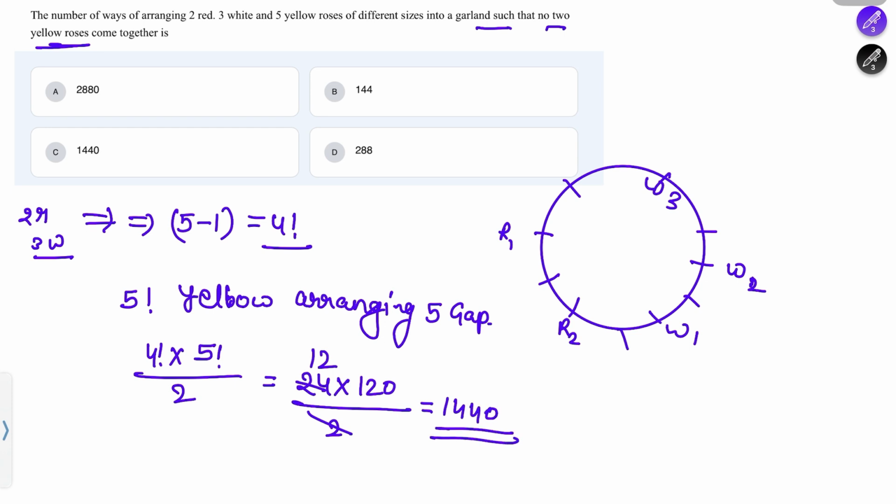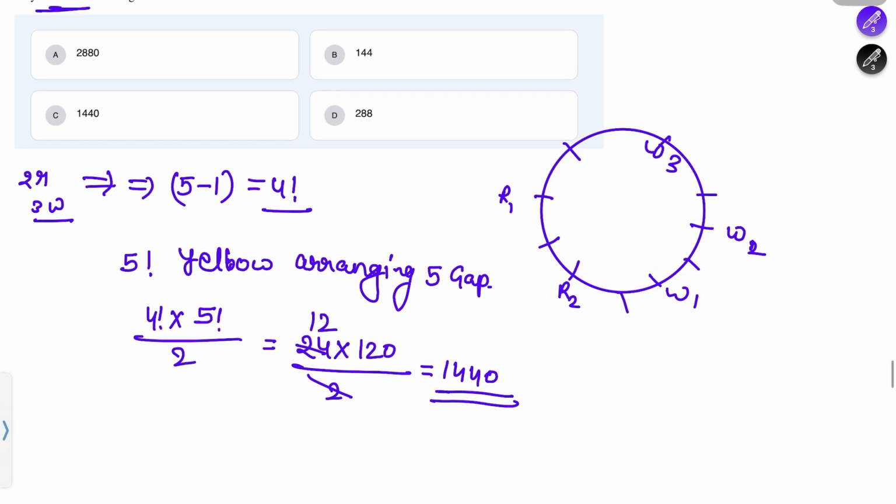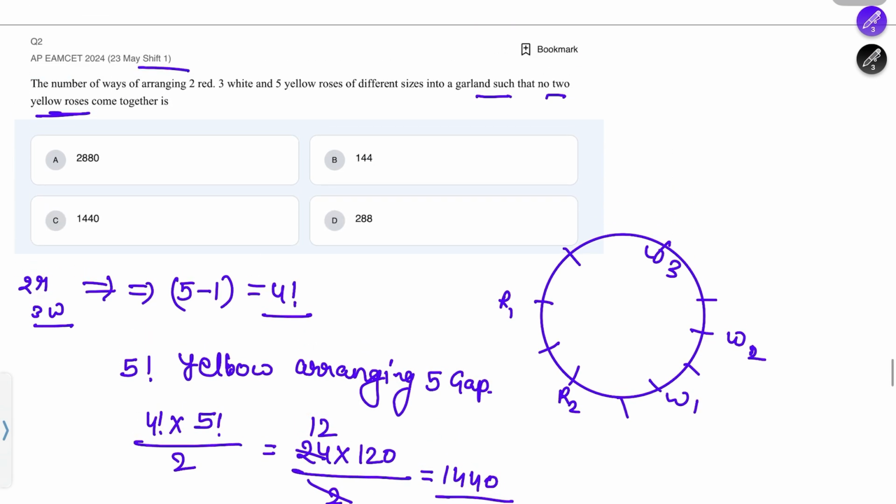It's a very easy process. Anytime something is not together, use the gap method. The gap method is the very best method. Arranging that is very easy. So this question is also very easy. Most probably in such questions the gap method is very important. Not together means use the gap method anytime.